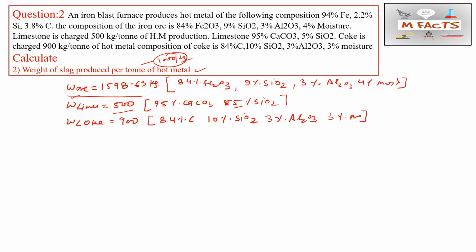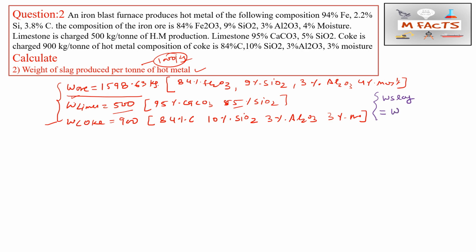So now we will find the weight of slag. How can we find the weight of slag? The weight of slag is basically the material, the gangue, that will go into the slag. So we can find the weight of slag equal to, basically, we will write it later after solving it.